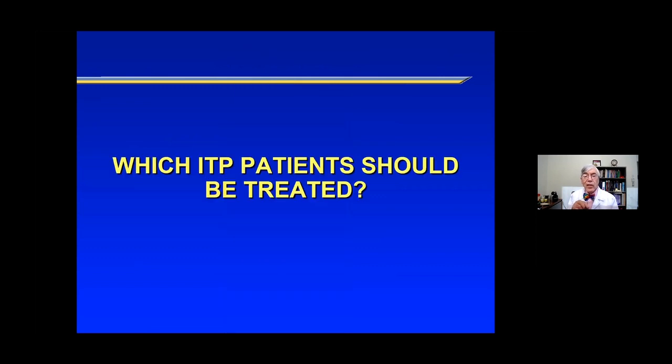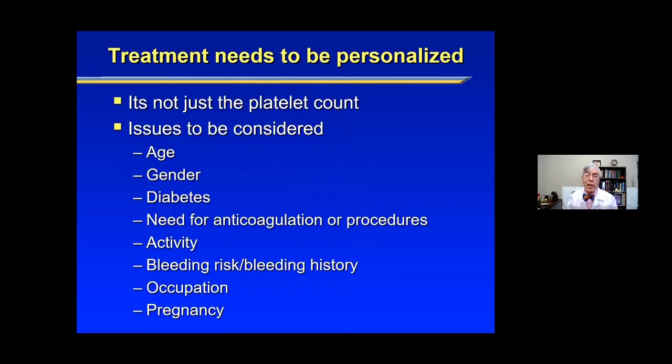So this comes back to then when a patient's diagnosed with ITP, who warrants therapy? And again, this is not just based upon the platelet count. So it's not just the platelet count, stupid, and I should write a book with that title. It's not just the platelet count. Other issues to be considered in terms of who gets treated are age, gender, particularly women with menstrual issues, diabetes, patients who don't like steroids, the need for concurrent anticoagulation or procedures, the level of activity.